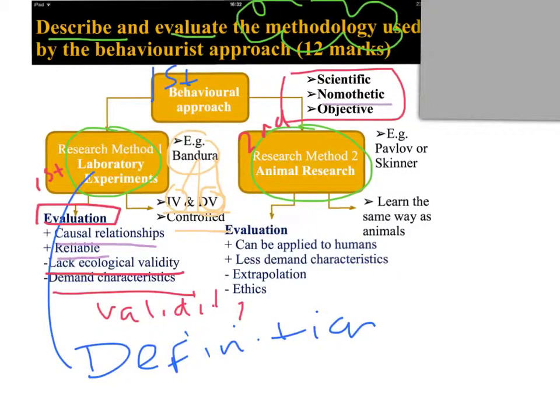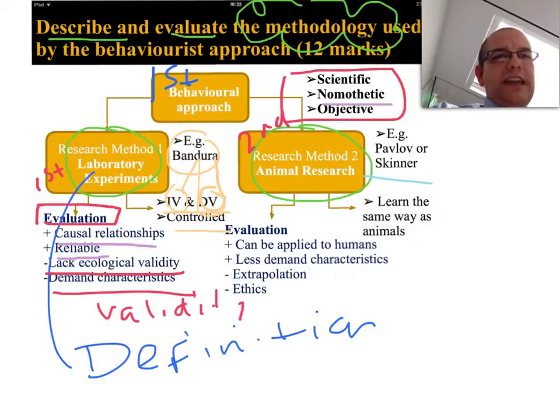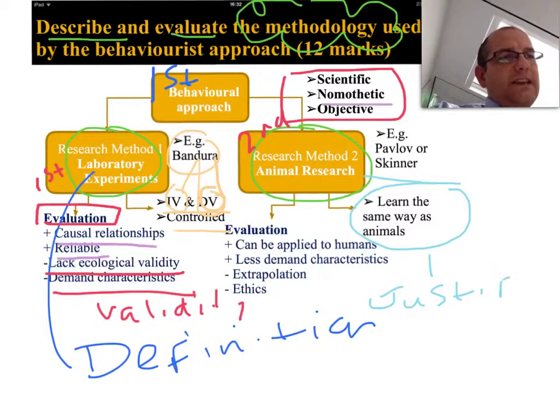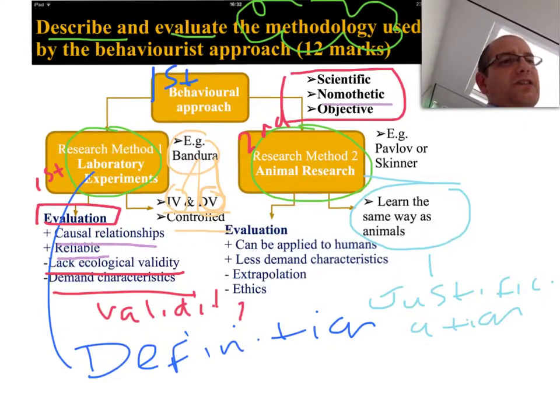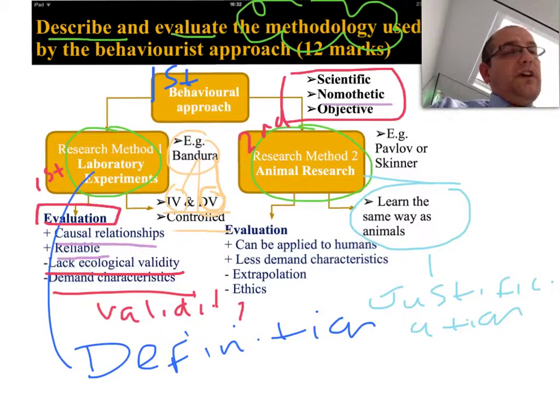Now remember, when we're looking for animal research, the definition is really quite simple. The definition is research done on animals. But what we need to do is to put in a justification. And our justification is here. So if I just put that there, and I've run out of space. So our justification is that humans are not really different in the way that they learn to other animals.